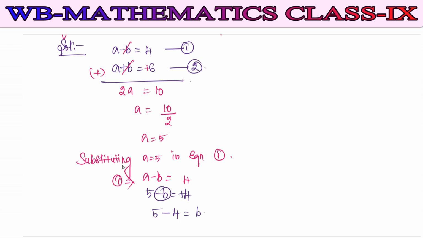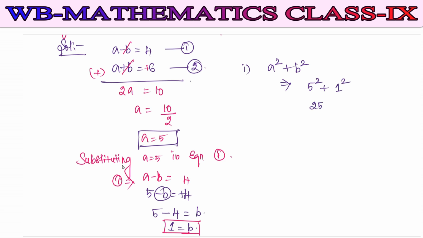So 5 minus 4 value is 1. So 1 is equal to b. So here we got a is equal to 5. B we got the value, it is 1. We need to find here the first sub question, a square plus b square. So we know very well a value is 5 square plus b value is 1 square. 5 square value is 25 plus 1. We got a square plus b square is equal to 26.